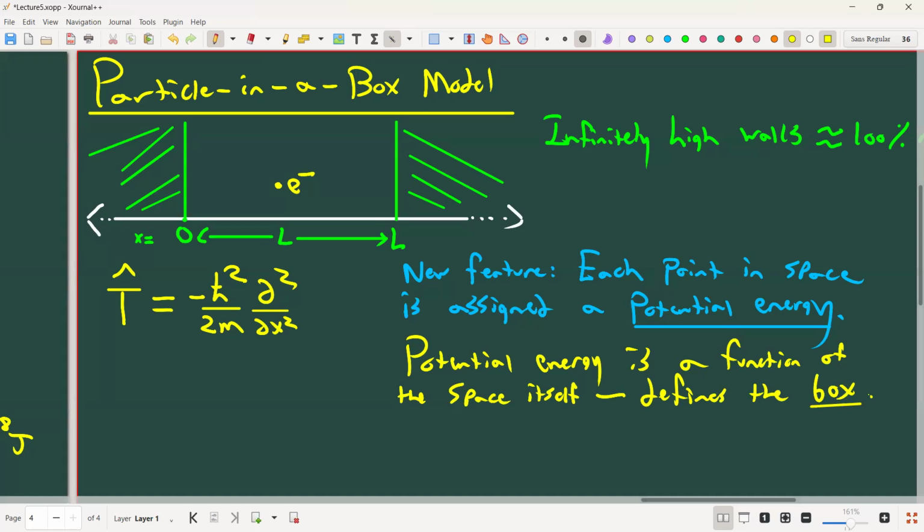Right? If we have some regions that it doesn't want to be, we should assign a very high potential energy for those regions. For areas where the electron's allowed to be, we'll assign very low potential, or none at all. All right, so what is the potential energy of this box? It's very, very simple. It's the simplest potential energy function we can come up with.